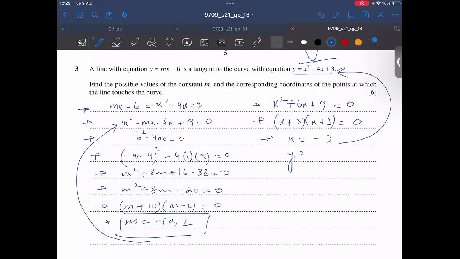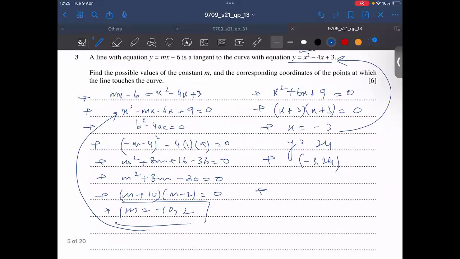Minus 3 squared is 9, plus 3 is 12. And 12 plus 12 is 24. So one of the points at which the line is tangent to the curve is (-3, 24). What's the other point at which the line is tangent to the curve? The other answer is 0. No, you say yeah.